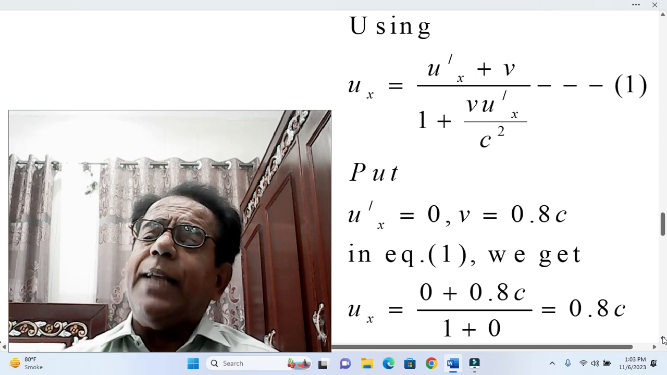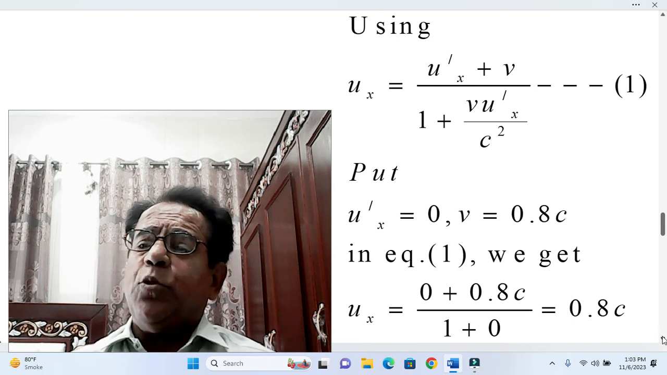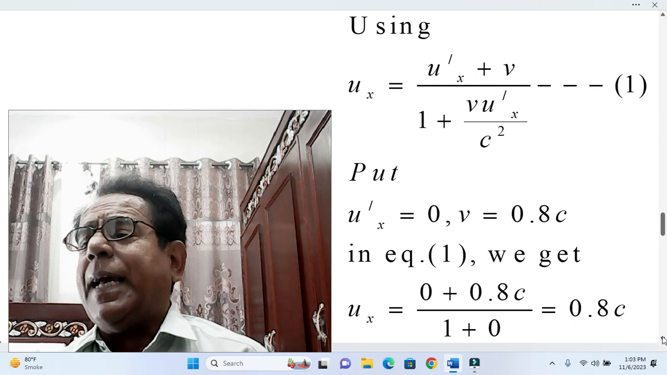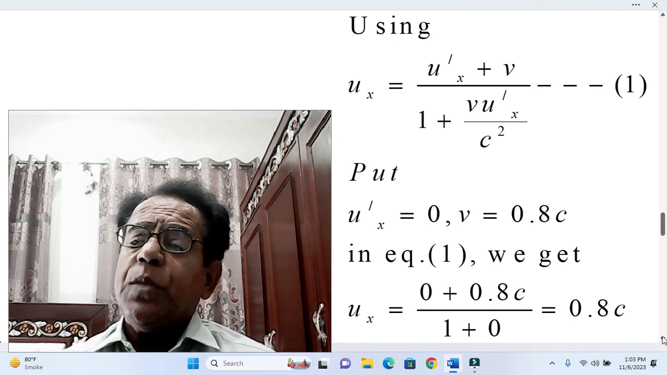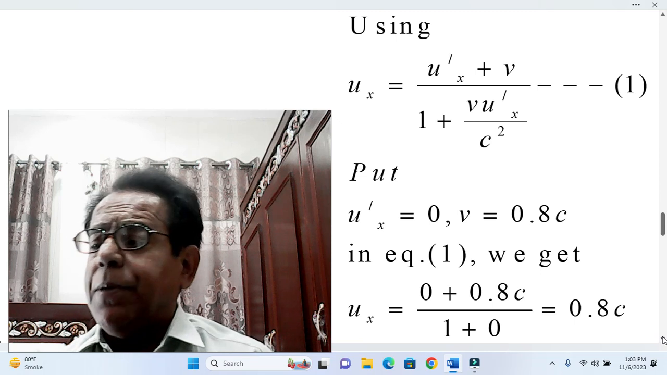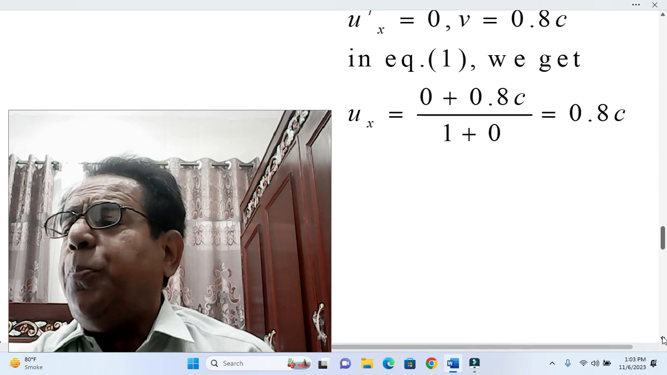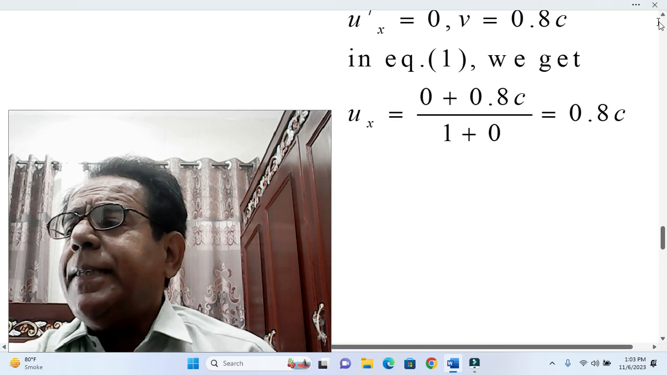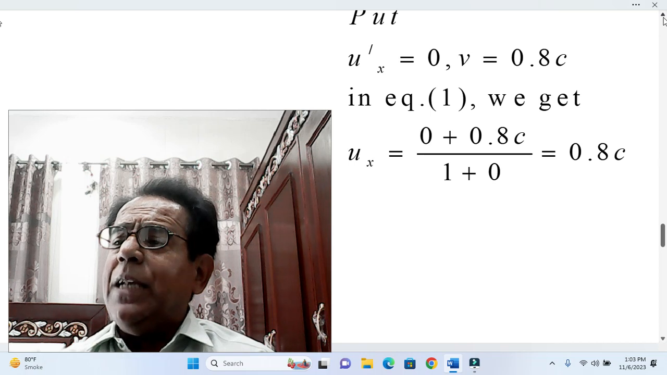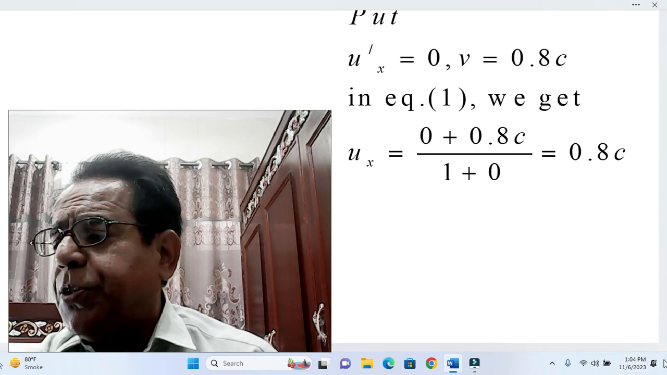Dear students, we are exactly using the same expression which we have shown twice in two alternate versions of snapshots. So using ux equal to u dash x plus v over 1 plus v into u dash x over c square, equation number 1, put u dash x equal to 0 and v equal to 0.8c. In equation number 1, we get ux equal to 0 plus 0.8c over 1 plus 0, this becomes equal to 0.8c. What is meant by this? It means ux is 0.8c while v is also 0.8c. So u dash x and v are equal according to the situation provided in the problem.